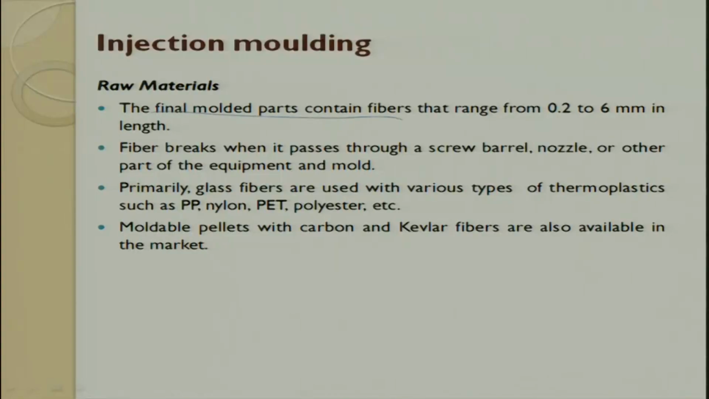The final mold part contains a fiber that can range from this to this, and the fibers, when they pass through different parts of the injection molding process, can get broken down. So, it is always advisable to use small reinforcement. The general matrices which are used are polypropylene, nylon, PET, polyester, etc., and the pellets are made out of carbon, Kevlar, glass as well as ceramic.